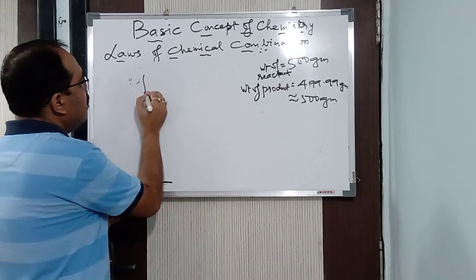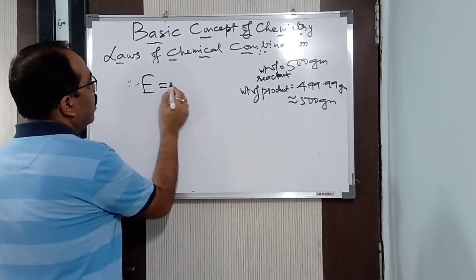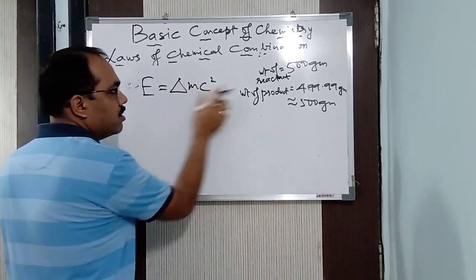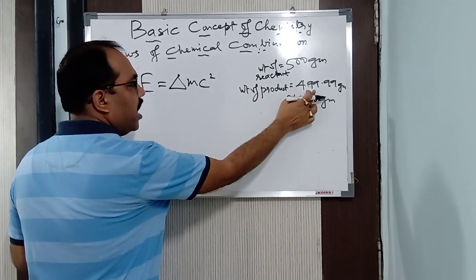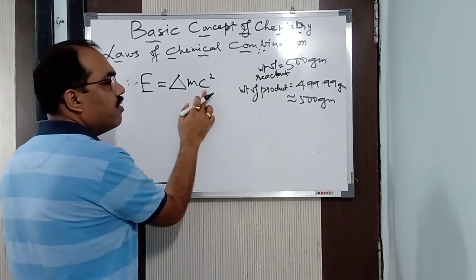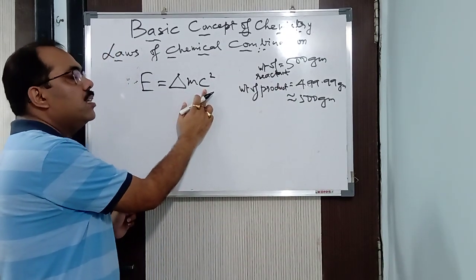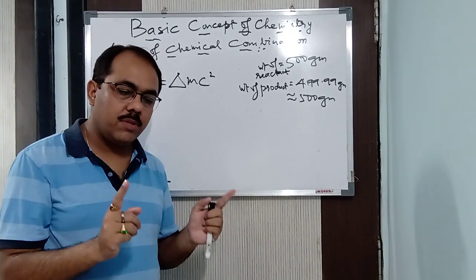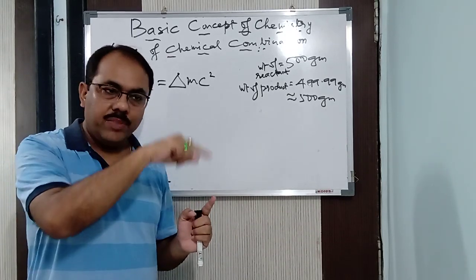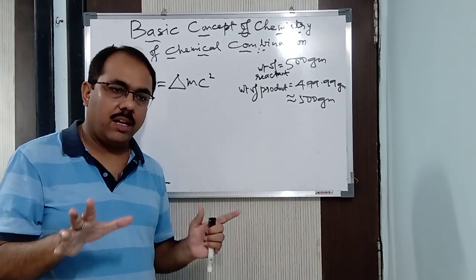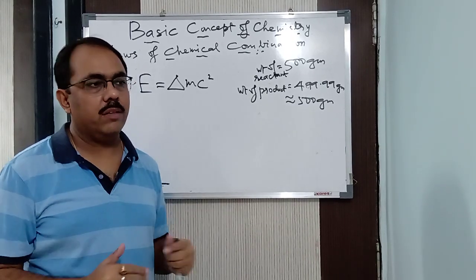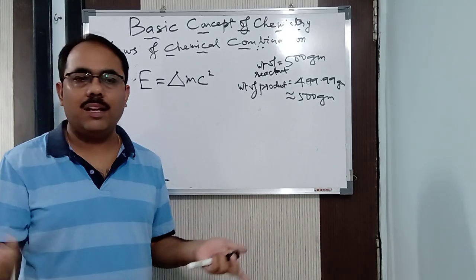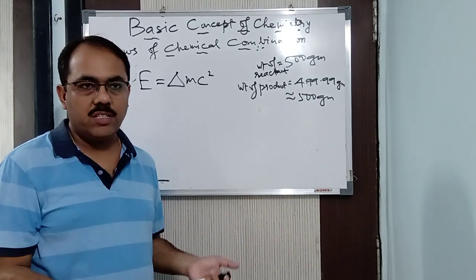According to Einstein's mass-energy relationship, E is equal to delta m c square, where delta m is the loss in mass. Loss in mass means 500 minus 499.99, and c is the velocity of light, 3 into 10 to the power 8 meter per second. What did Einstein say? Einstein said that you have stopped convection by closing the air hole, by making it airtight, but we did not stop the radiation. You are doing this experiment in sunlight or in ordinary light in the lab.